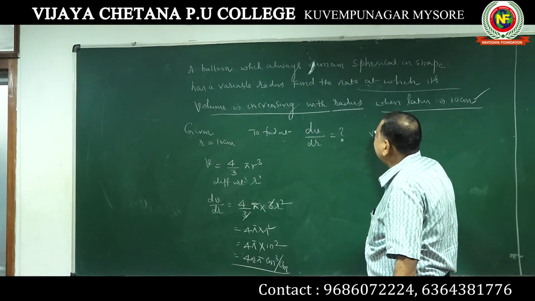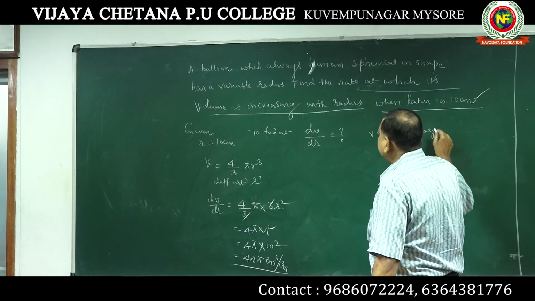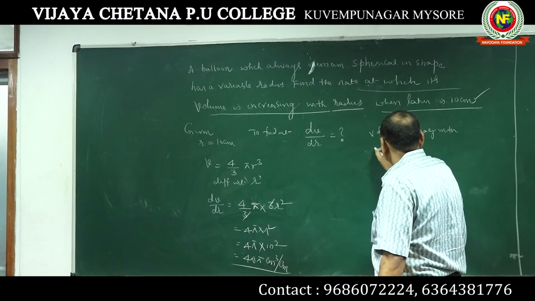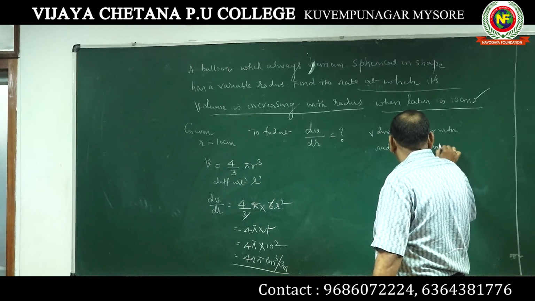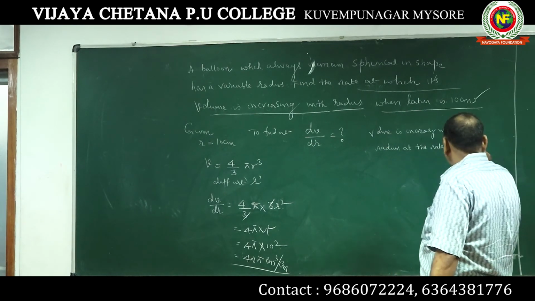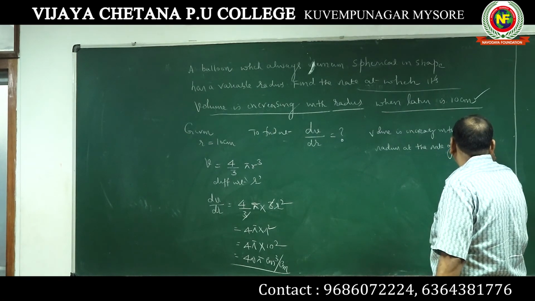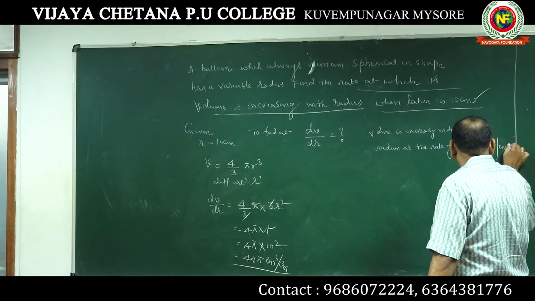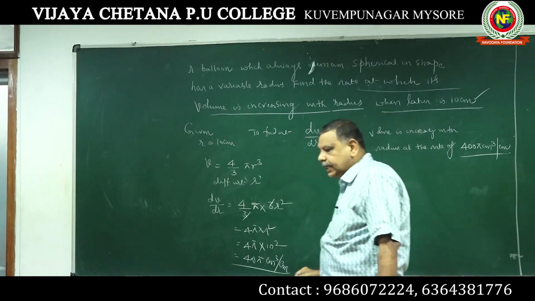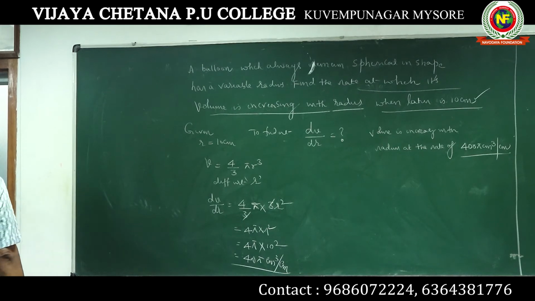So you can write volume is increasing with radius at the rate of 400 pi centimeter cube per centimeter. This is very important, because if you write per second, you will lose 1 mark. It is with respect to centimeter itself, centimeter cube with respect to centimeter.